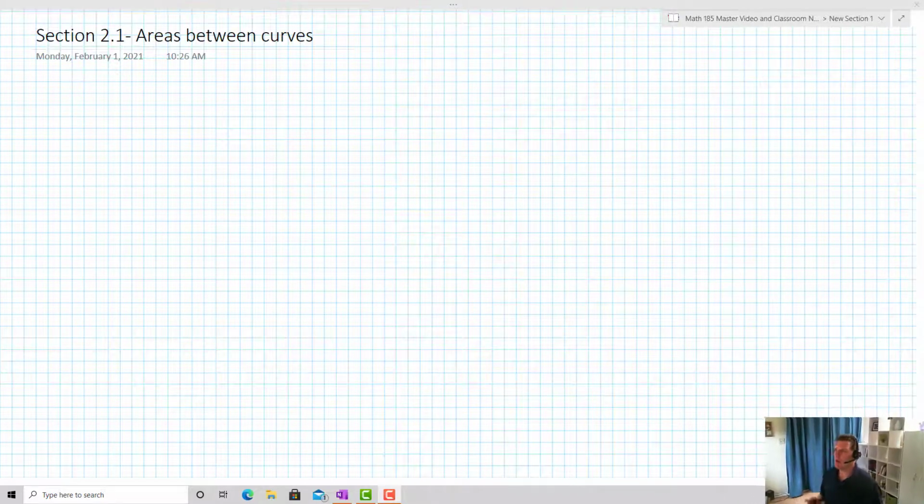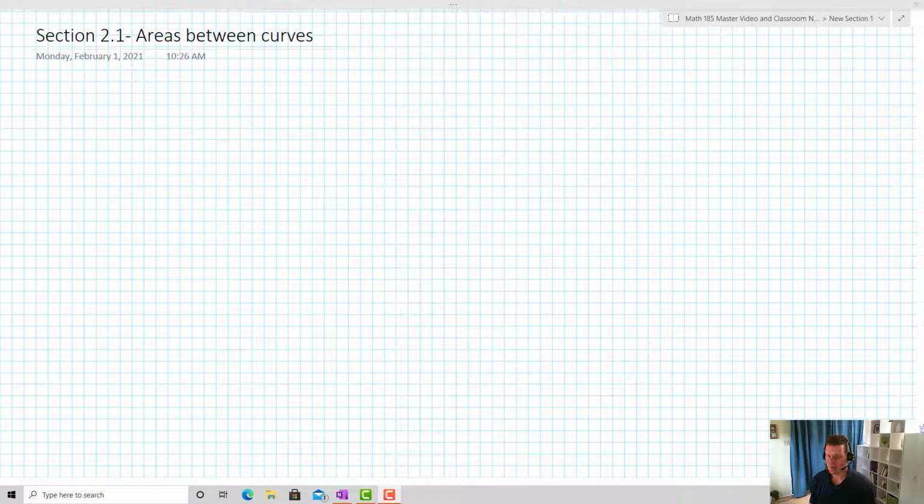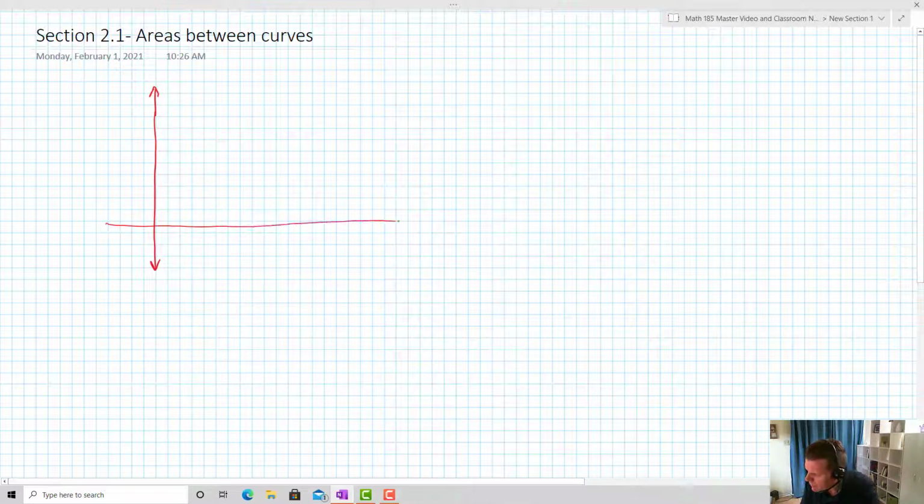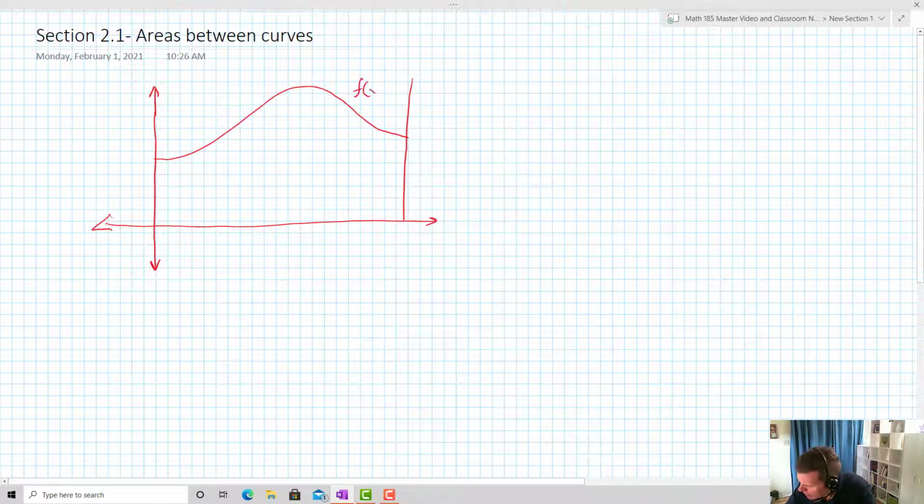So section 2.1 is going to be about areas between curves. The integral is basically the area under a curve, right? Between the x-axis, what we've learned, is between the x-axis and a particular curve. So we might look at a function. We'll call it f. Here's f, and here's the function f of x.